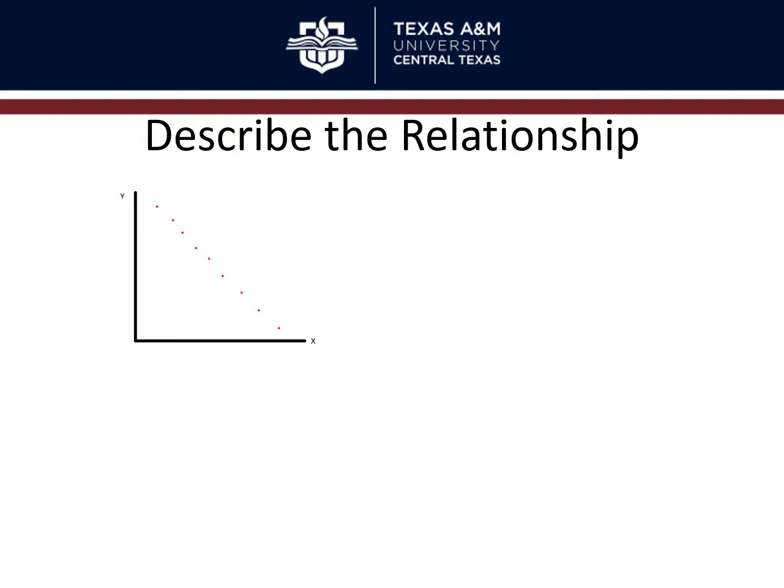Would you think this is positive or negative? If we go from the corner, where it's 0 on x and 0 on y, as we go to the right on x, as x gets bigger, what happens to y? Well, for low values of x, y was high. As x gets bigger, y gets smaller. So this is a negative correlation, a strong negative correlation. Okay. What about the second one?